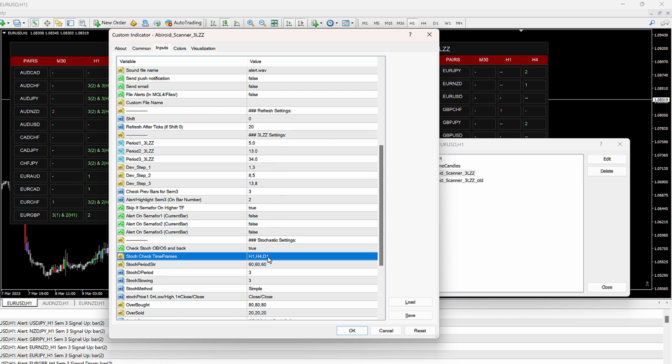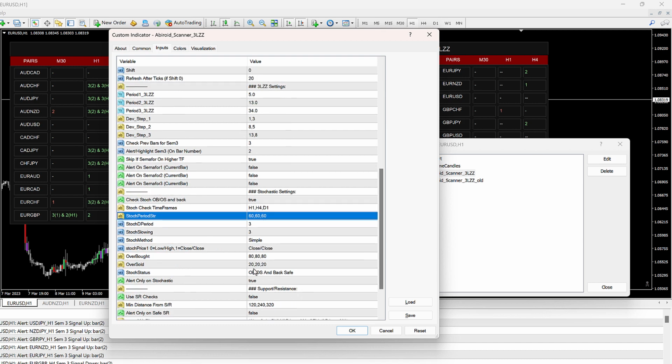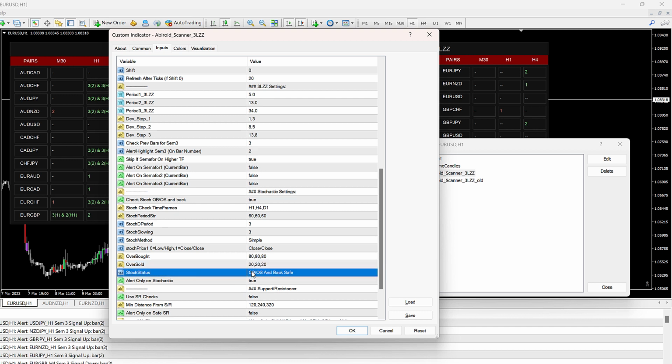And right here you can have different periods for different time frames. And also you can set different overbought and oversold values. And like I said, you can set the status, whether you want stochastic to be safe between the OB and OS values, or if you want the stochastic to be overbought or oversold, or finally OBOS and back within the safe range.